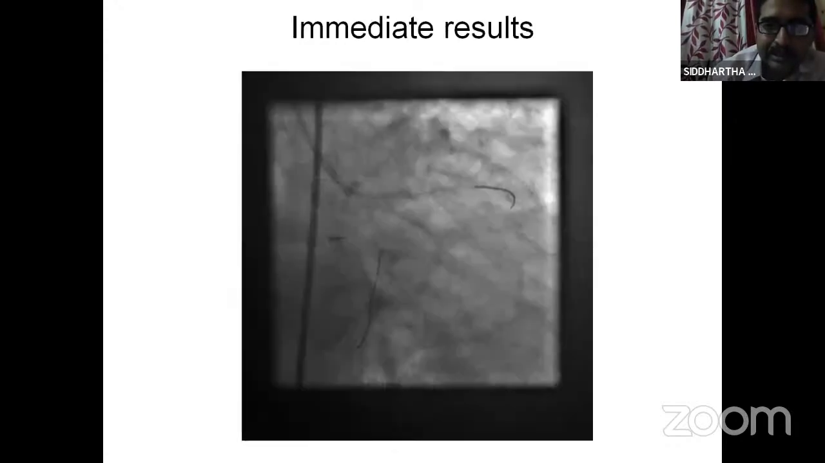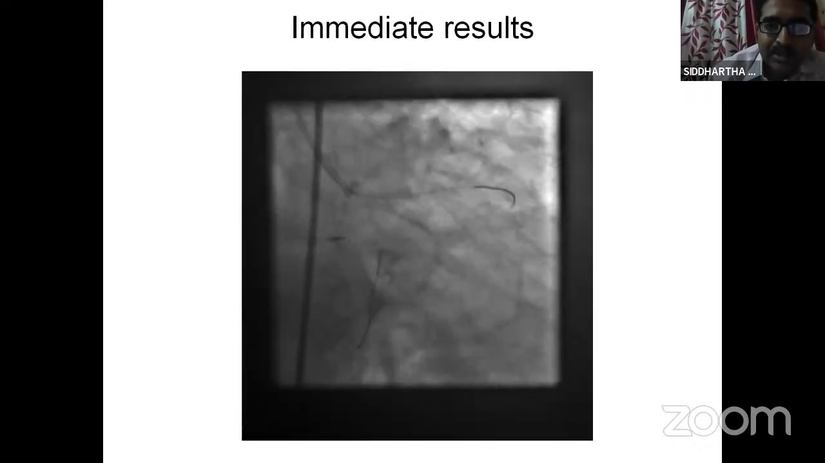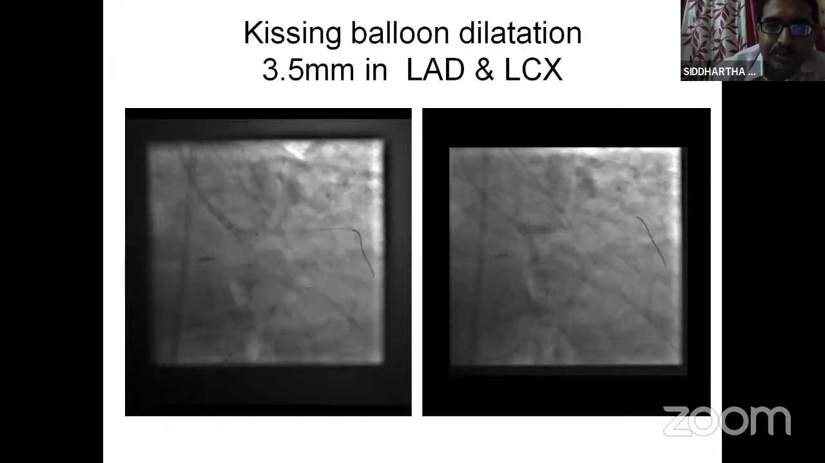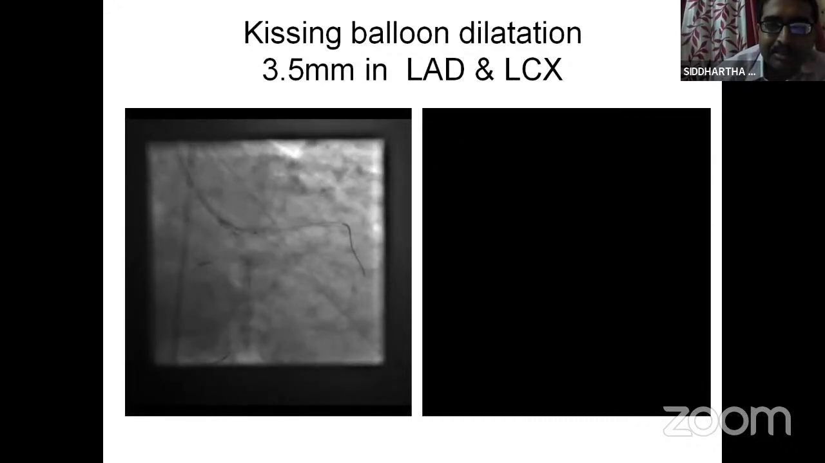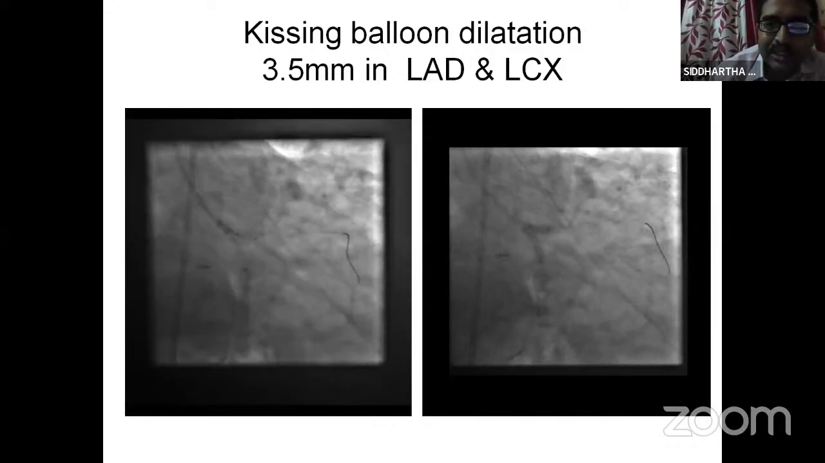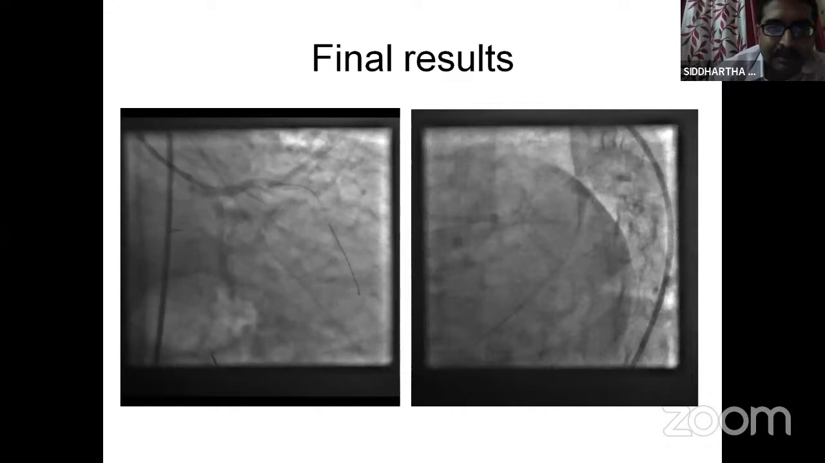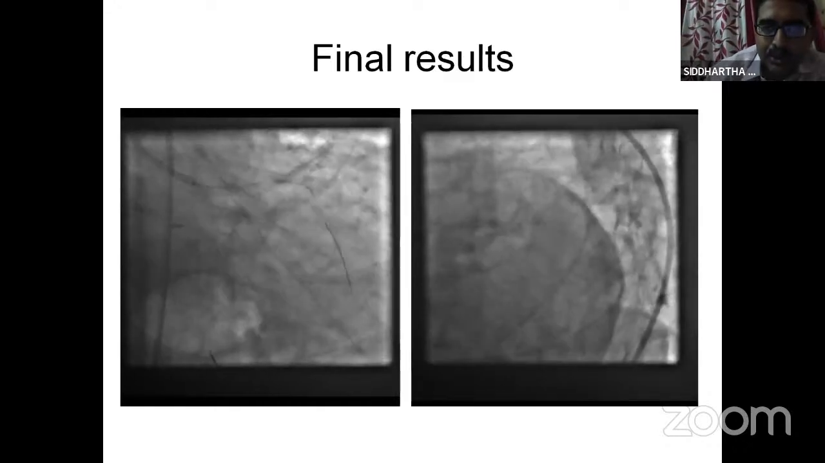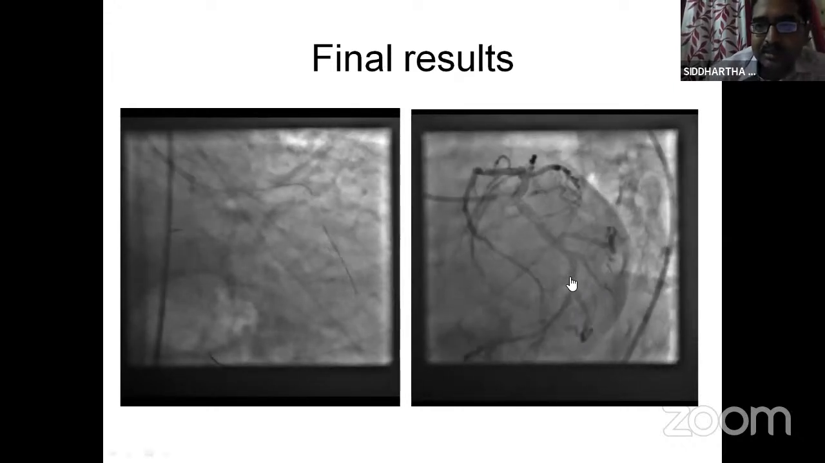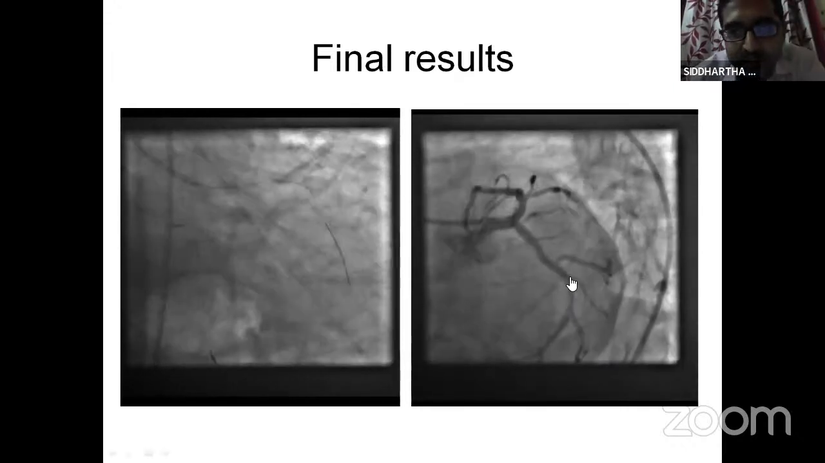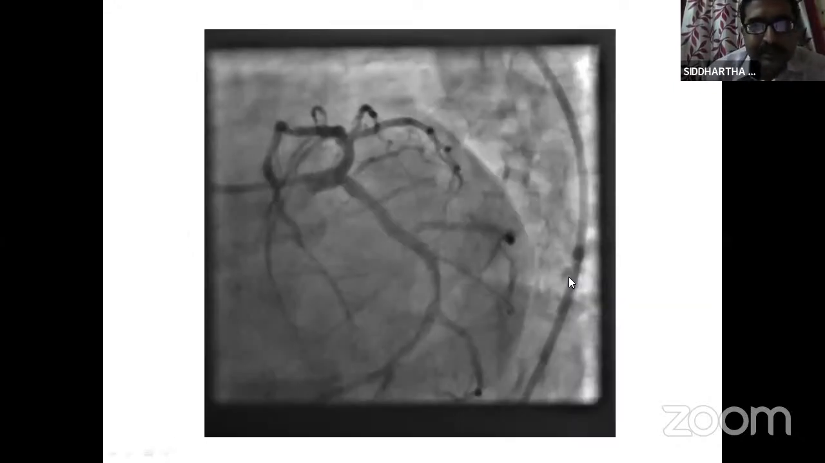And then this was the immediate result, you can see. So I followed it with a kissing balloon dilatation, 3.5 millimeter each in both LAD and LCX, and this was the final result. So a little bit of my own modification considering the anatomy of the patient, and this is the final thing.